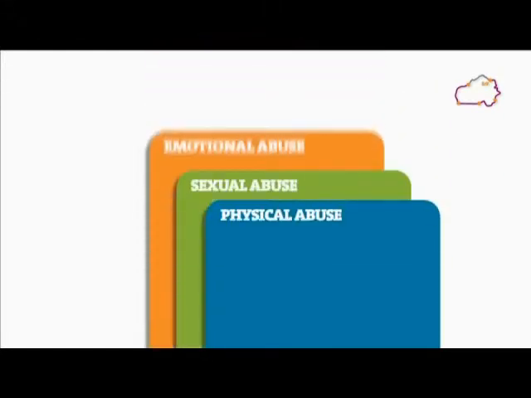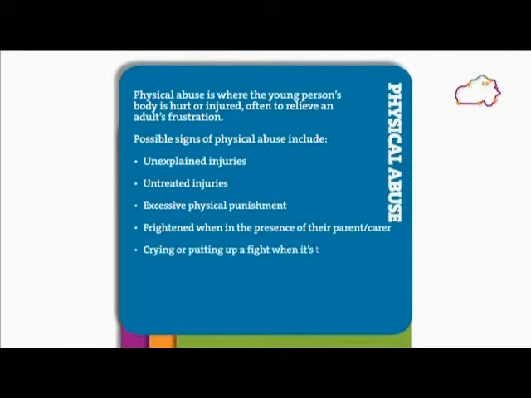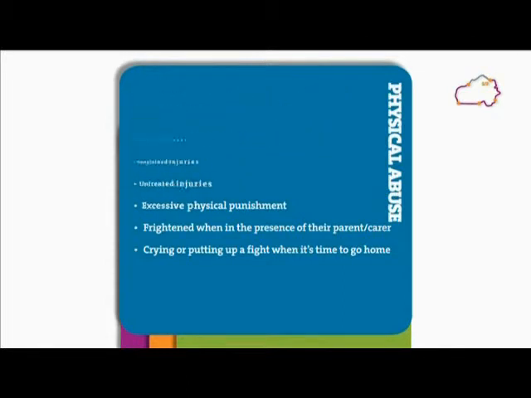There are 4 categories of abuse: physical abuse, sexual abuse, emotional abuse, neglect. Physical abuse is where the young person's body is hurt or injured, often to relieve an adult's frustration. Possible signs of physical abuse include unexplained injuries, untreated injuries, excessive physical punishment, frightened when in the presence of their parent or carer, crying or putting up a fight when it's time to go home.